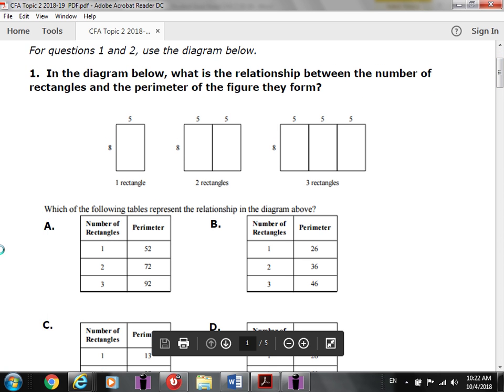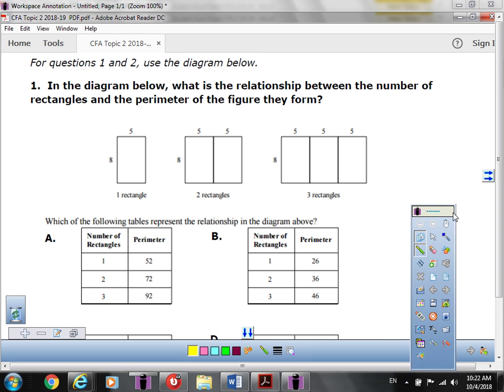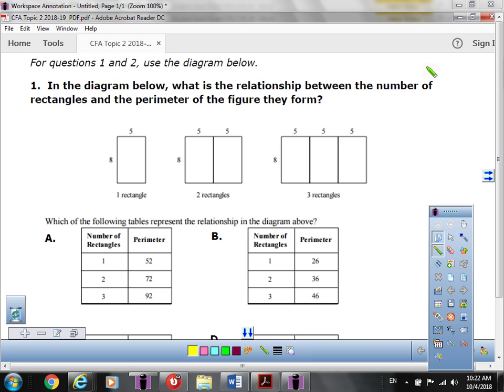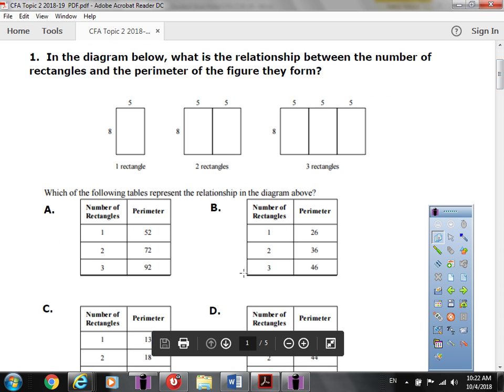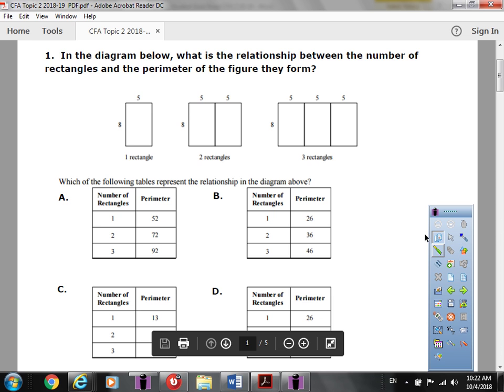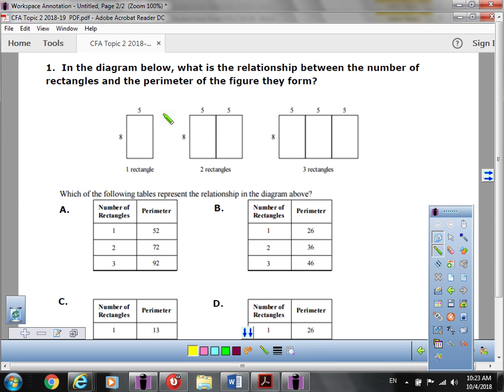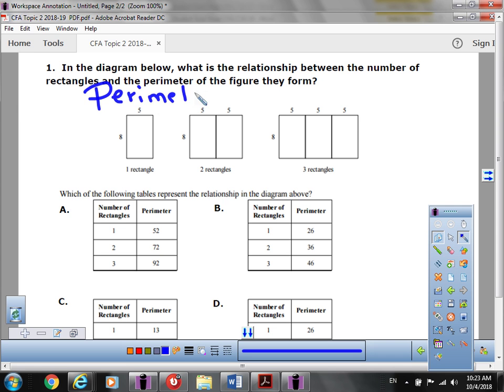If you look at number 1, they wanted you to pick a table that matched. It says, in the diagram below, what is the relationship between the number of rectangles and the perimeter? So what does perimeter mean to you guys? Very good. And yet, I know for a fact that some of you did not add all of the sides. Maybe you need to start putting the word perimeter. Do it right now. Let's write perimeter, and let's put add all sides.